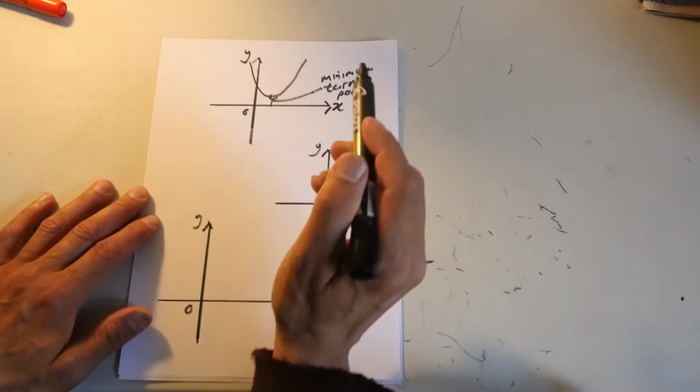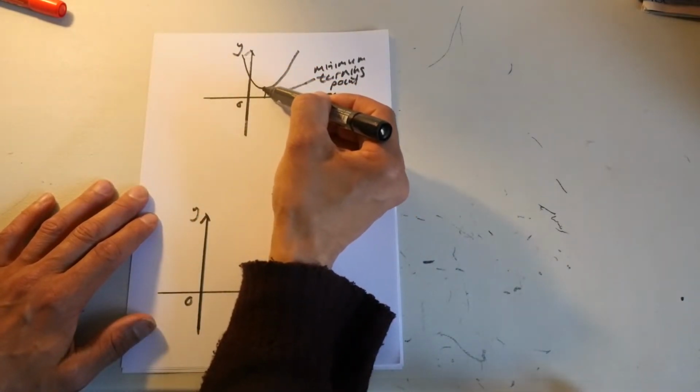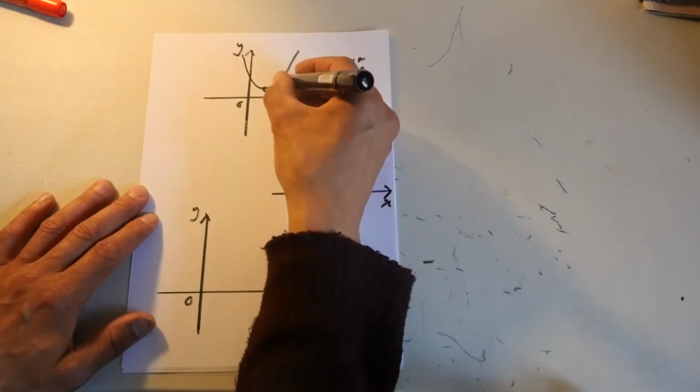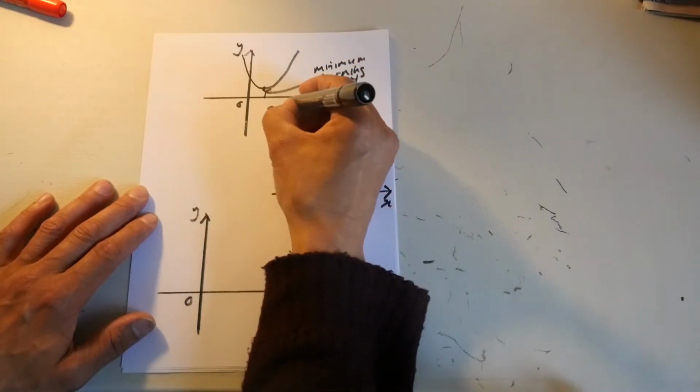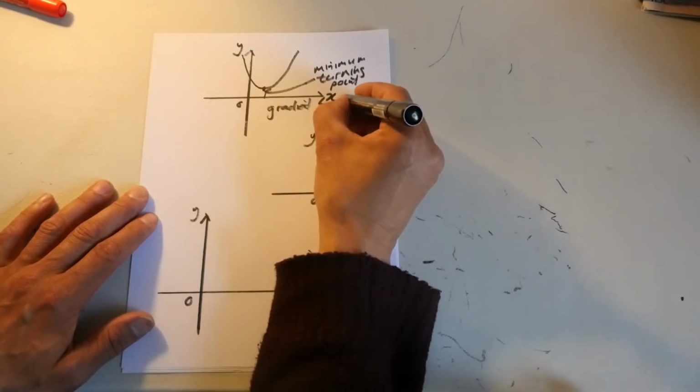The gradient as you go down gets less and less and less, and then it gets greater and greater and greater. And the gradient to that point is equal to 0, okay?